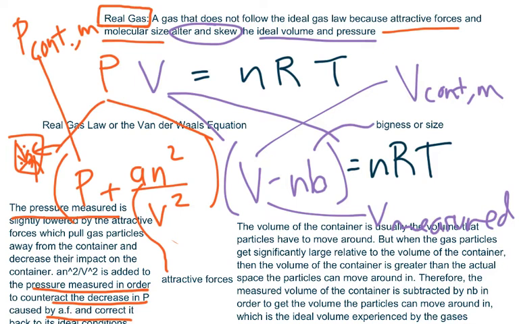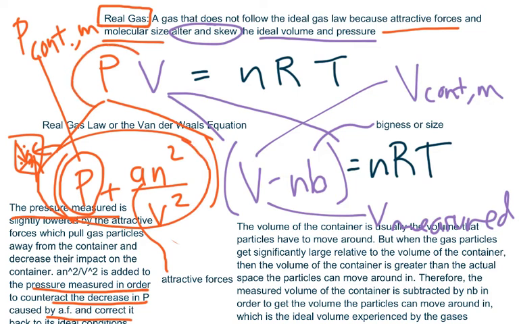So in a way, you can think of this pressure as wanting to be as ideal as possible, but some evil thing called attractive forces caused the pressure to decrease. So it wants to become ideal again. So in order to counteract the decrease, it adds this an squared over V squared term in order to make it ideal again. So think of this as the same thing as this. So the measured pressure plus this term will give us back the ideal pressure, or the pressure that we want in the first place. Now, what about volume?